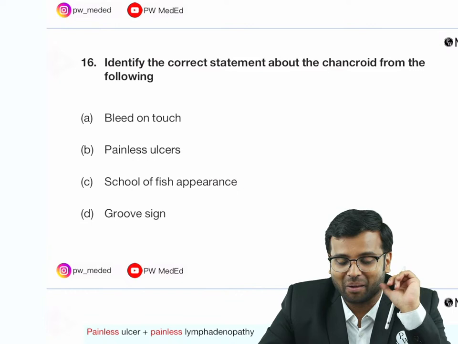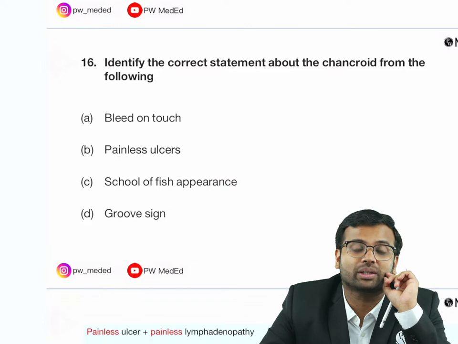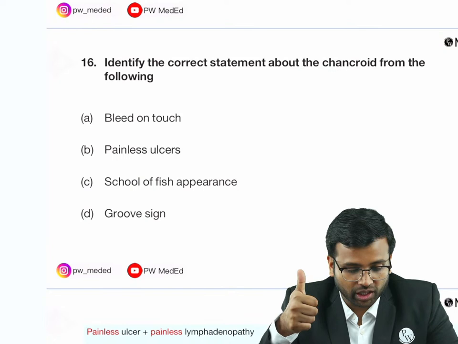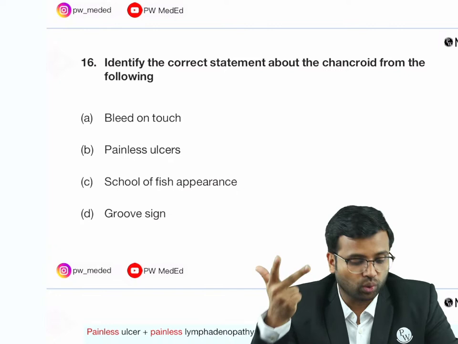Okay. So now let us come to this question. Now we have reached a question that is about genital ulcer disease. So all of you, please concentrate on this question. Now, what is the correct answer here? Does it bleed on touch? Is it a painless ulcer? Does it show a school of fish appearance? And is there any groove sign?